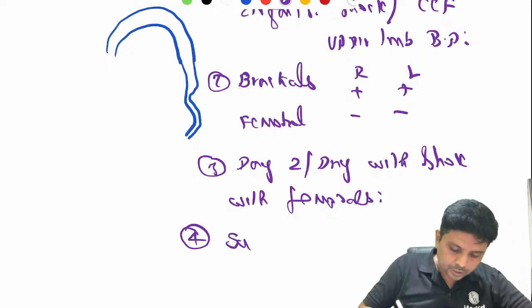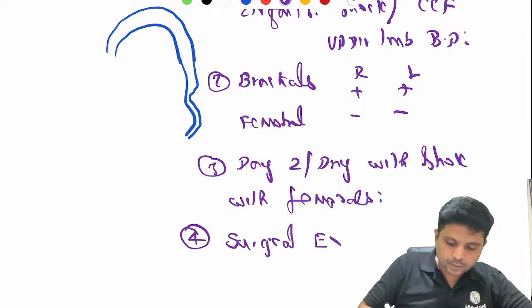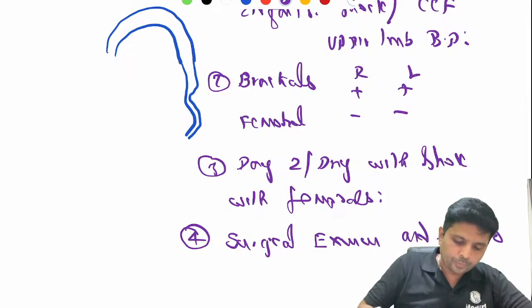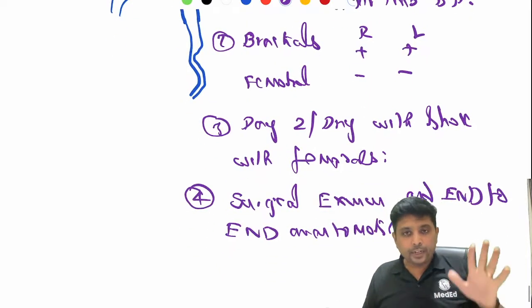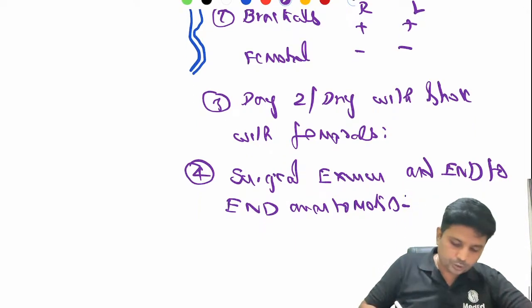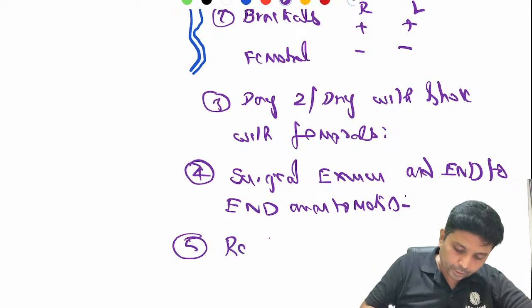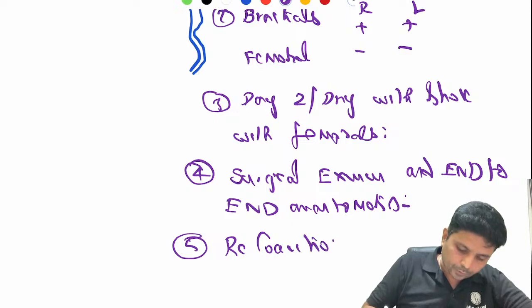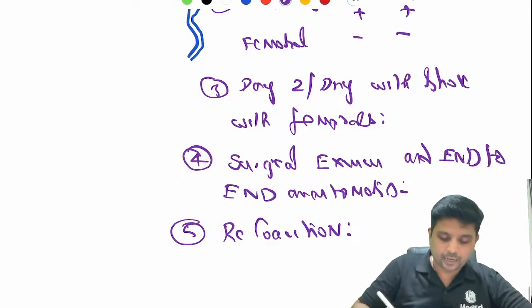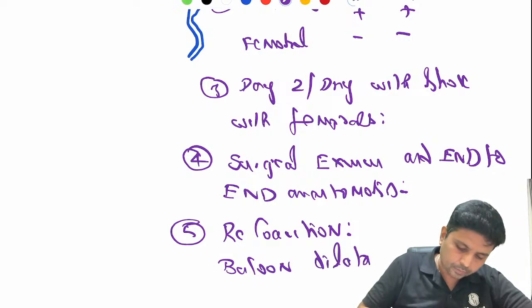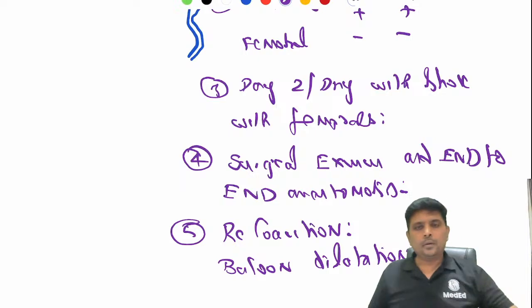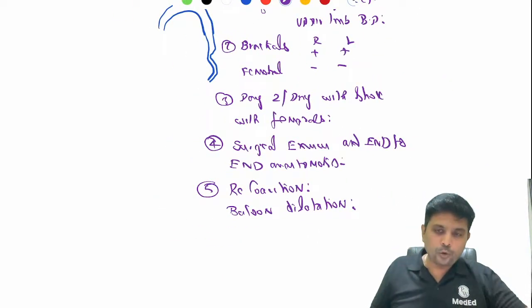It is surgical excision of the affected segment and end-to-end anastomosis. End-to-end anastomosis is the treatment of choice. The child can go for recoarctation. For recoarctation after surgery, you can try balloon dilatation.